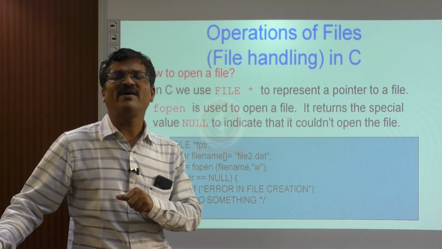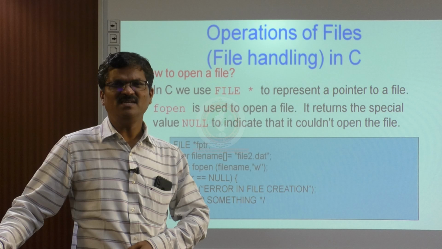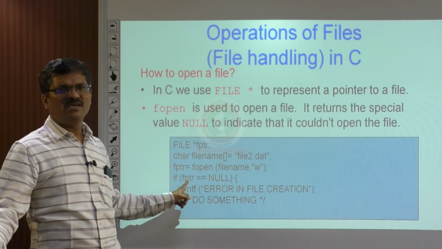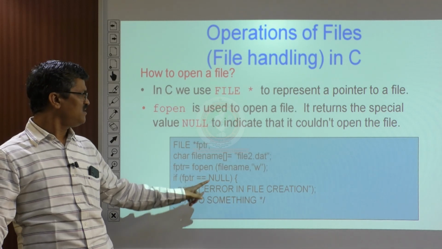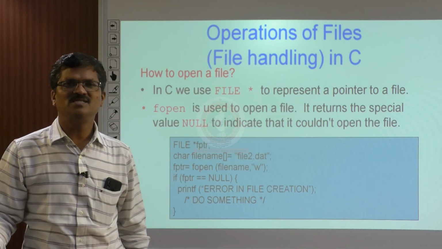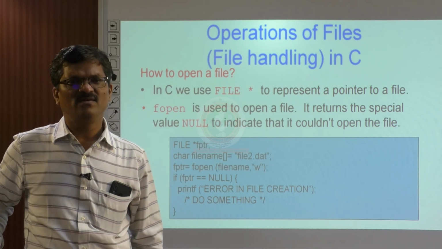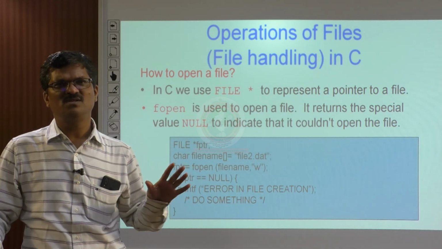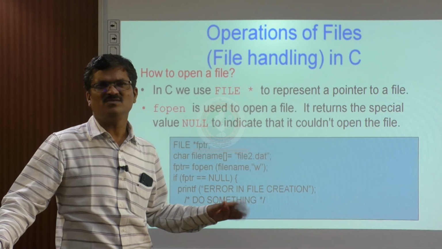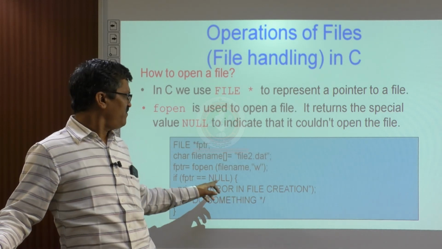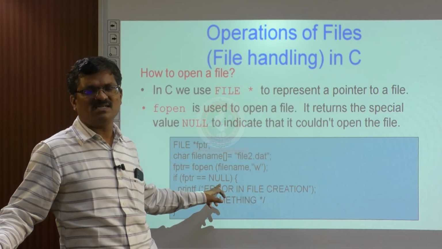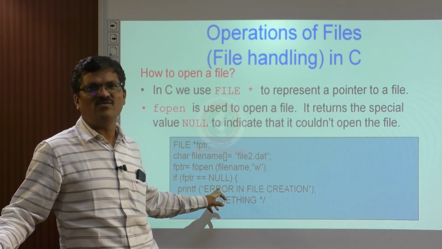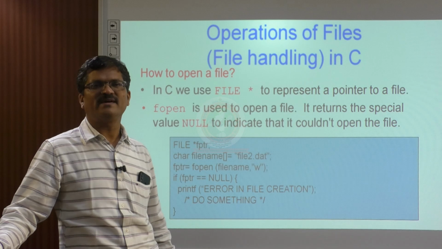Now, we will see whether the file is created or not. How do you check it? See the value of fptr. If fptr is equal to NULL, it means that the file is not opened. Error in file creation: do something, you may come out, or if you wish to do something else you can do it. If a null value is returned, nothing is returned out of this fopen, and the value NULL indicates that the file is not created.